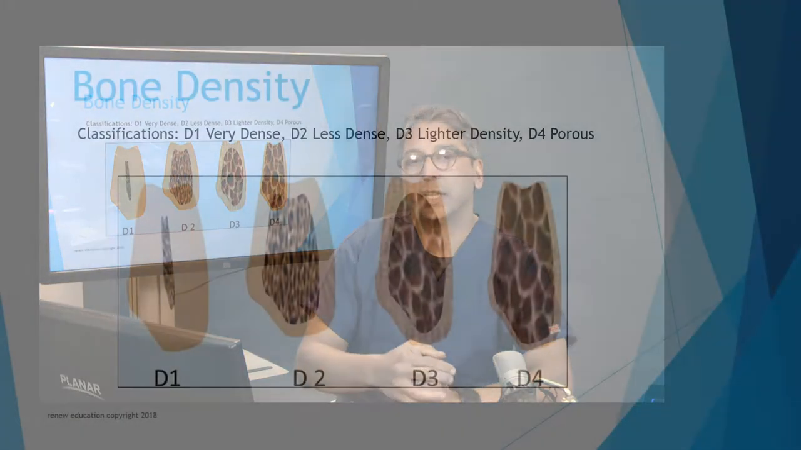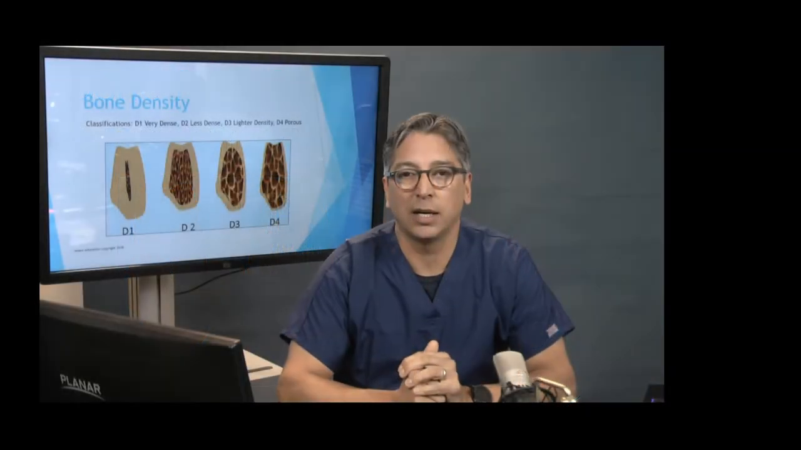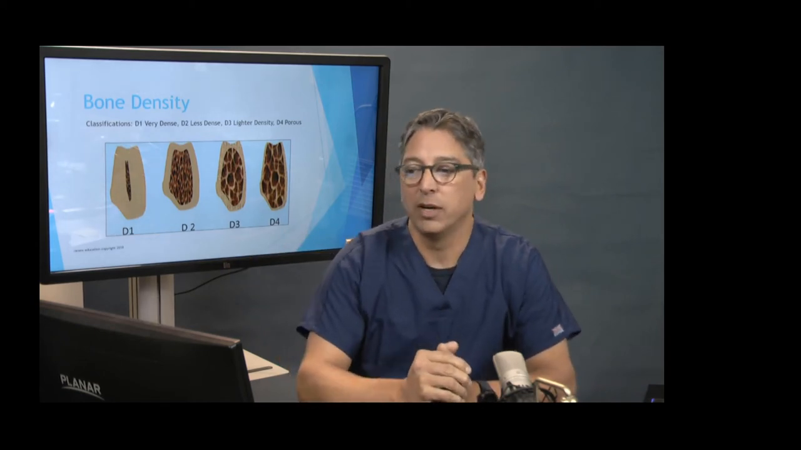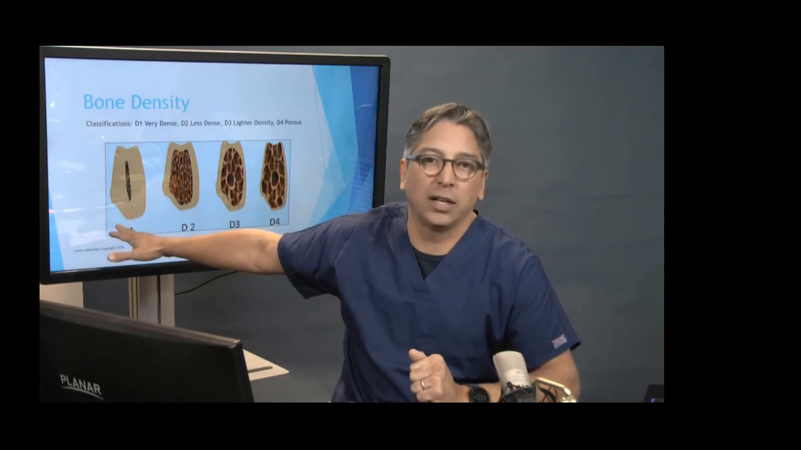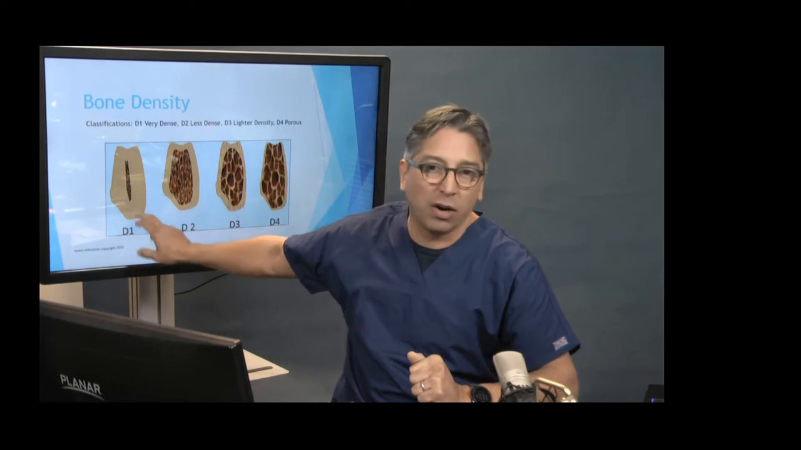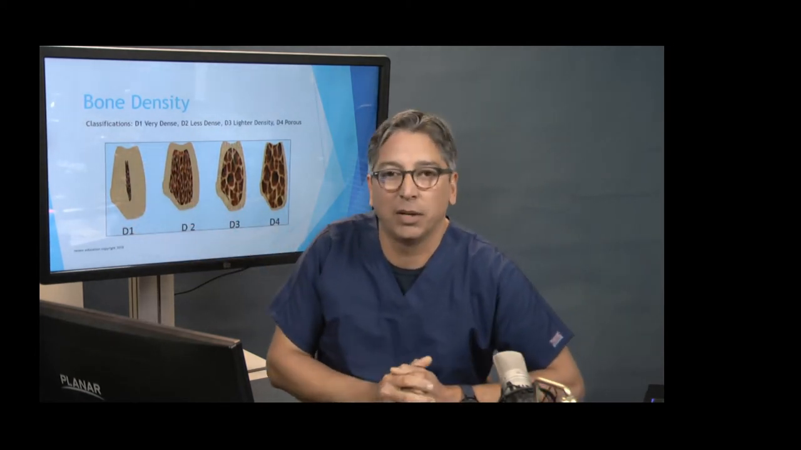So the first section is bone density. We have 4 categories of bone, and we categorize them as D1, 2, 3, and 4. It just categorizes the density of them. Pretty straightforward. However, the D1 bone density is not good. It's not a lot of healing capacity because this hard bone out here doesn't have a lot of cells that heal bone very much.